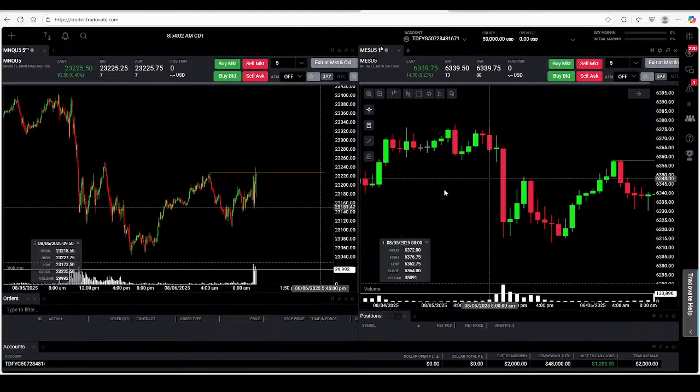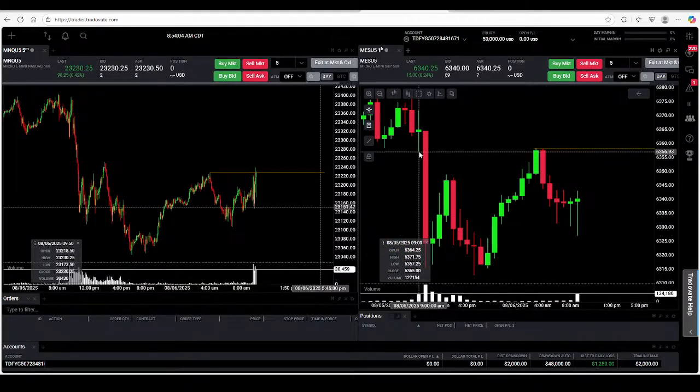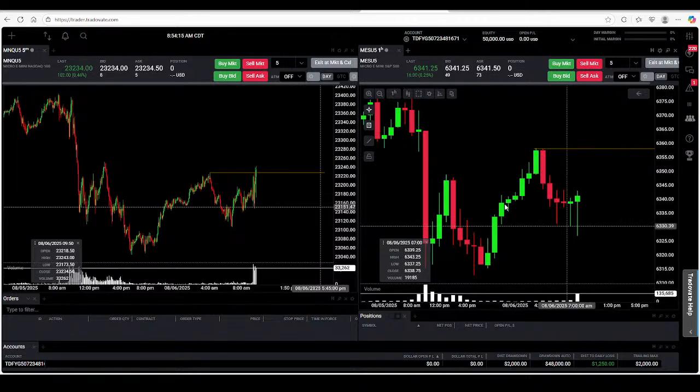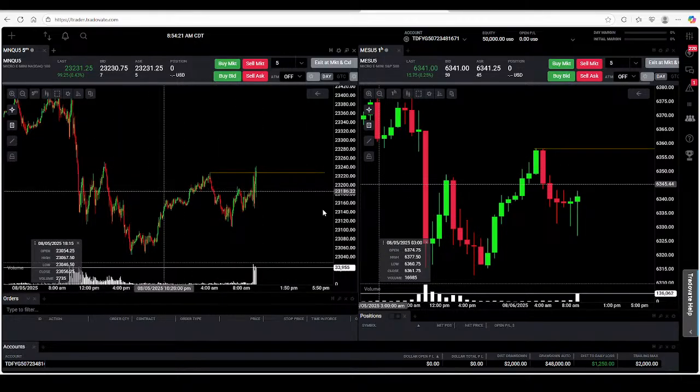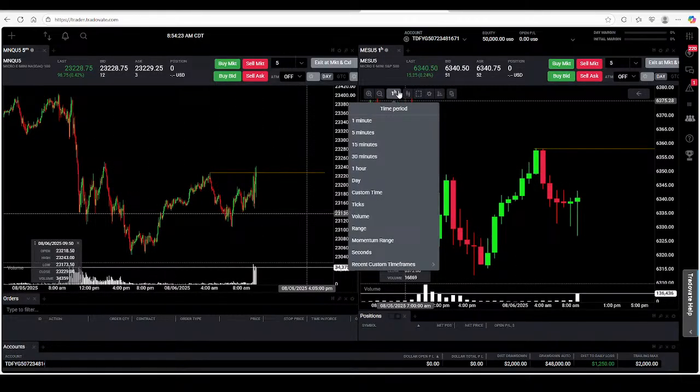You can see that ES did come up and reject this supply zone right here, from here to here. Supply is the last green basing candle before the big large move down. So it came up and got some supply, and we have seen a push down here.